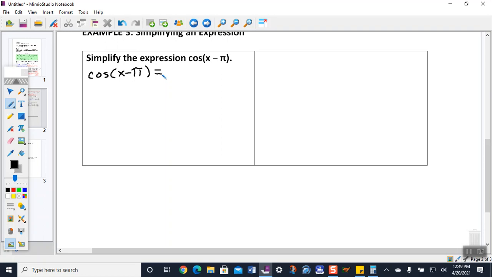So in this case, cosine of what? Oh, x. Cosine of x times the cosine of pi. All right, I'm listening. Plus sine of x, and then sine of pi. Squeeze that in my box over here.